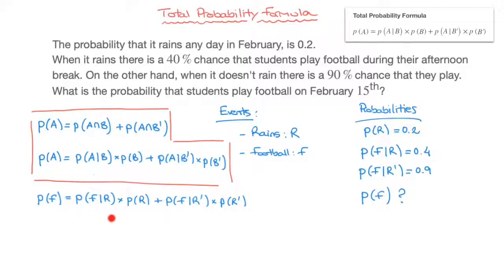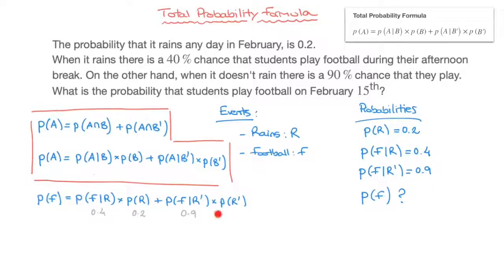And now looking at each of these different probabilities, we can see that we have the probability of the students playing football given that it rained. Indeed, that's 0.4, and I'll just write that below. We also have the probability of it raining. Indeed, that was the first one given, that's 0.2, so I'll write that as well. We also have the probability that students play football given that it hasn't rained. Indeed, that's 0.9, so I'll just write that as well.